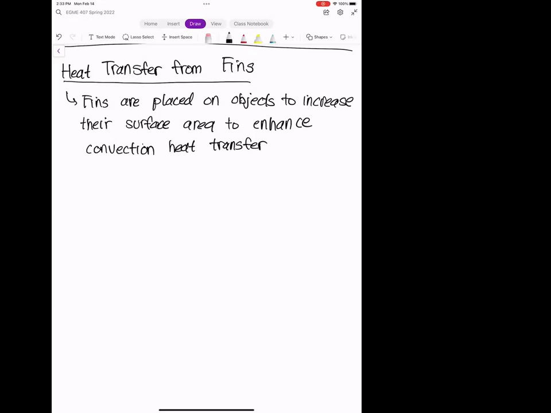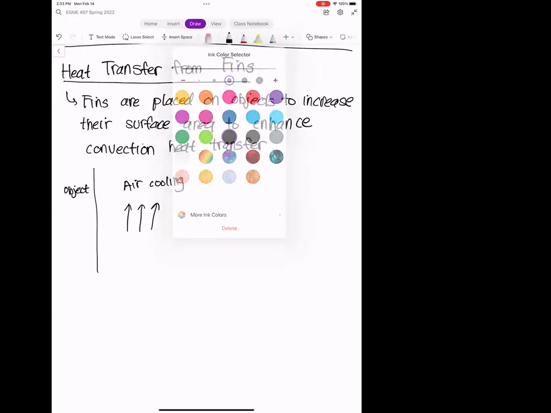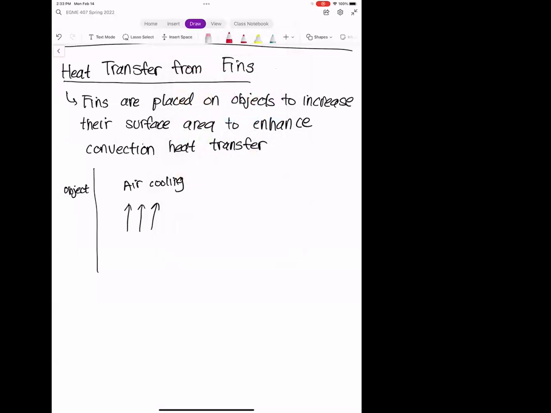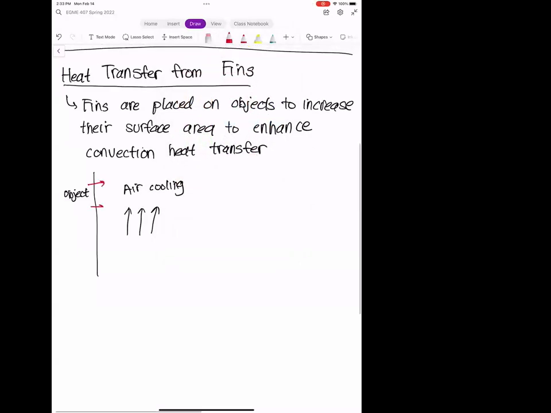If you compare two cases, make a zoomed-in shot of an object. This would be the wall of your object, and the object would be on this side. For the sake of simplicity, you have air cooling on the outside. If you don't have a fin, there's going to be heat that leaves this object like this. We'll call that Q loss.